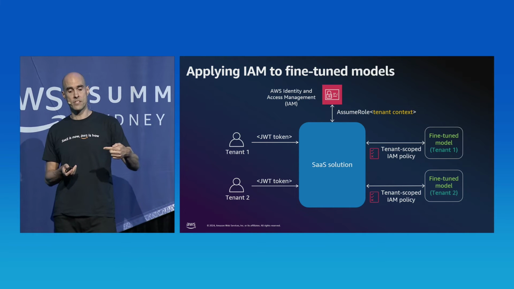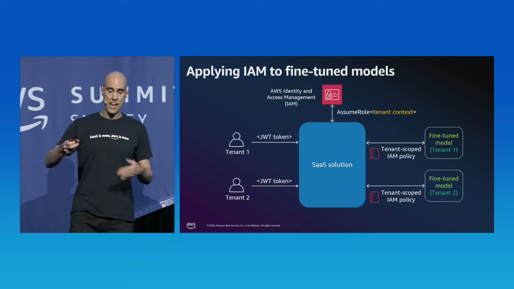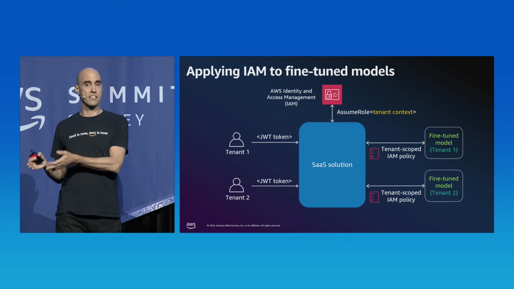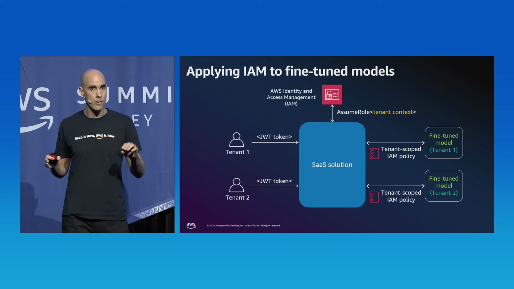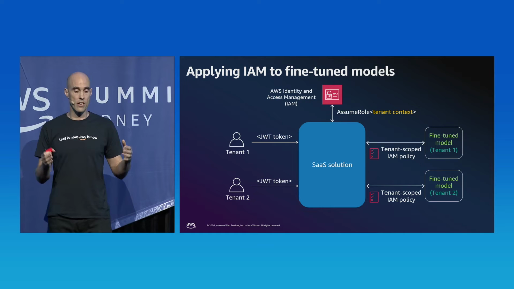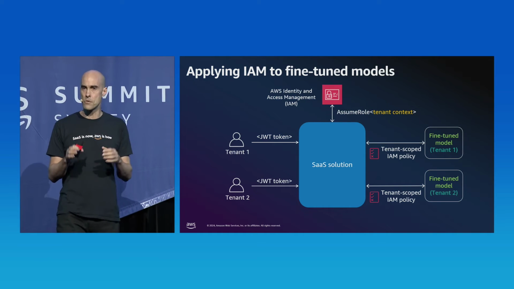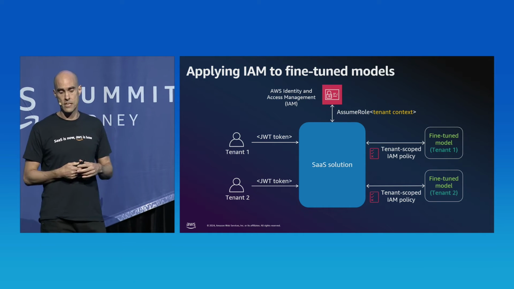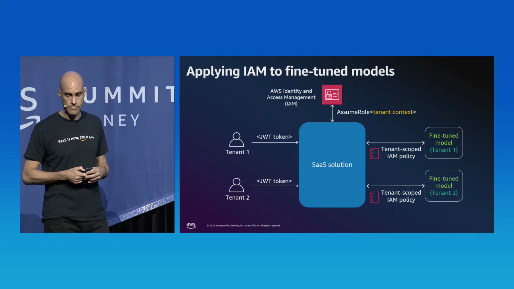So I have a request coming in from tenant 1, I assume a role that has a policy that only allows me to access the fine-tuned model for tenant 1. Okay, so we don't allow it to access tenant 2. So this is quite nice because the fine-tuned models are a resource level and we can definitely handle with resources in IAM policies very easily.